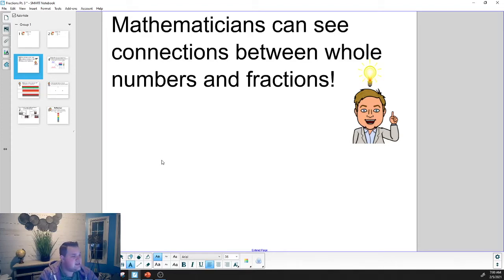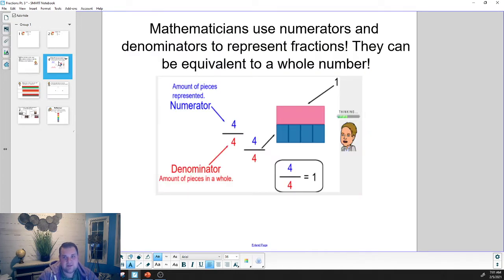Hey everyone, we're going to continue our conversation today about how mathematicians can see connections between whole numbers and fractions. Yesterday we began to think about how fractions can be represented as whole numbers and how we can make whole numbers turn into fractions. So before we do that, I want to review with you the parts of a fraction, because this is so important to being able to use fractions and think about fractions in lots of different ways.